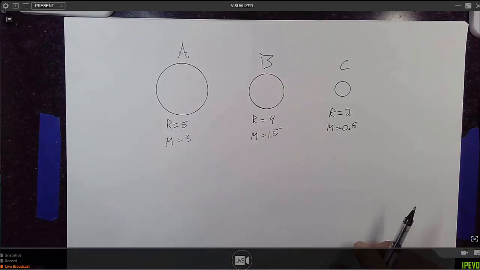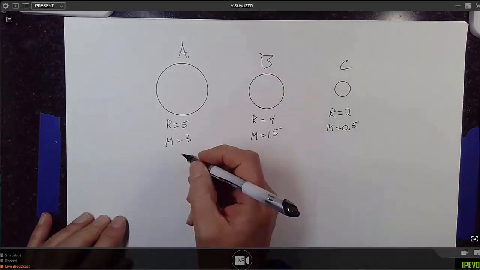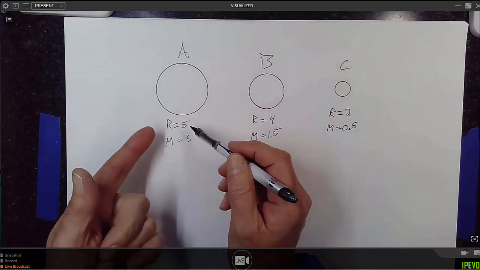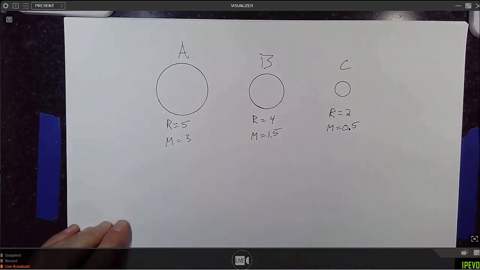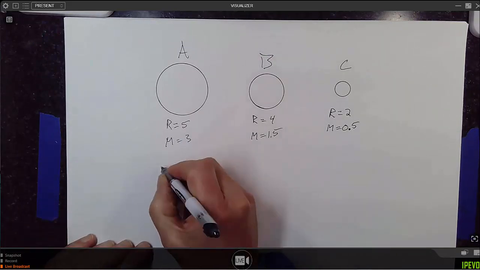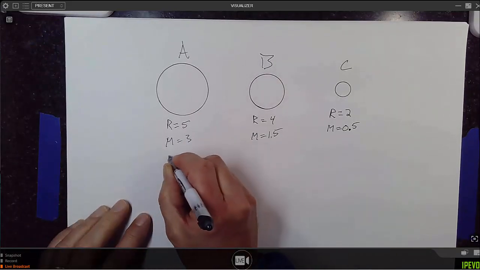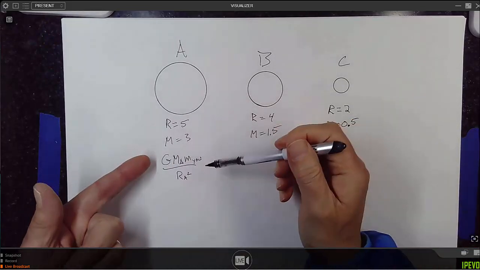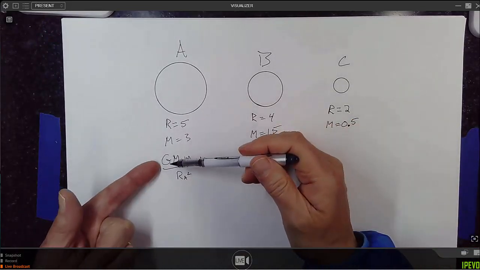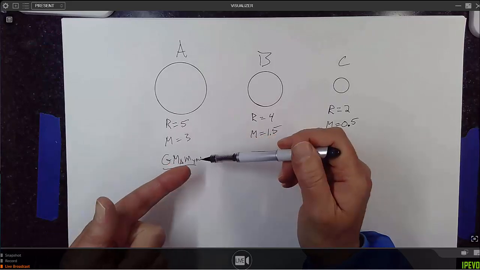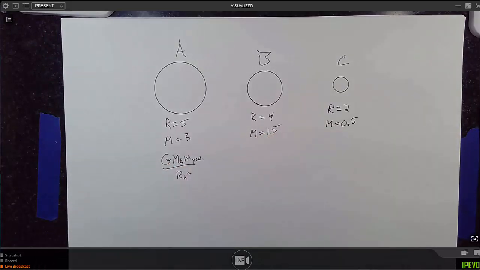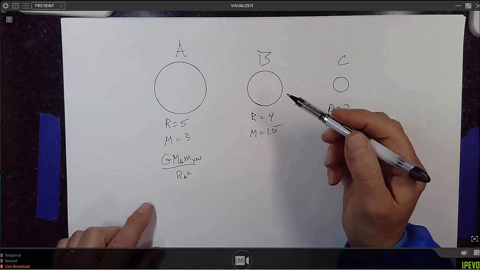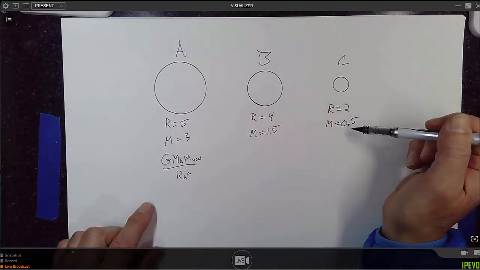Now, if I was doing full-blown calculations with these, I'd have to have units for the radius and the mass, but I can do comparisons without having to worry about those things. I'd have an expression like this, where I'd have the universal gravitational constant, the mass of A, the mass of you, divided by the radius of that planet squared. And I'd have something like that for planet B and planet C as well.